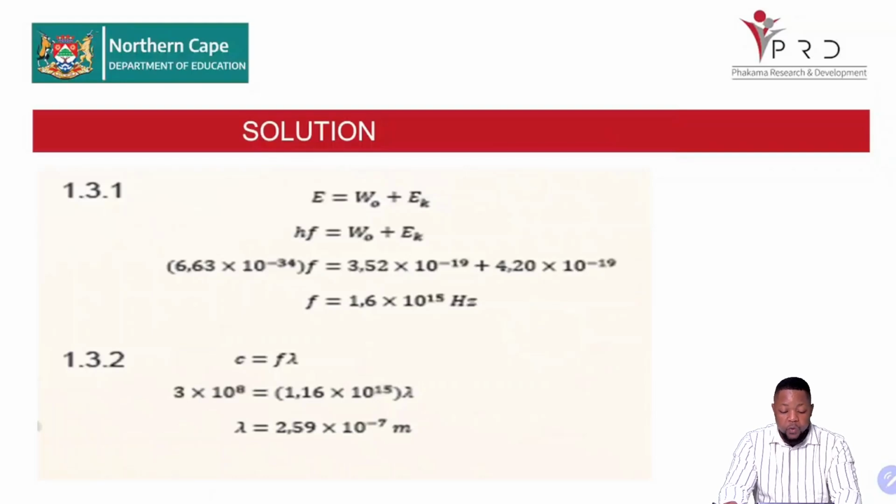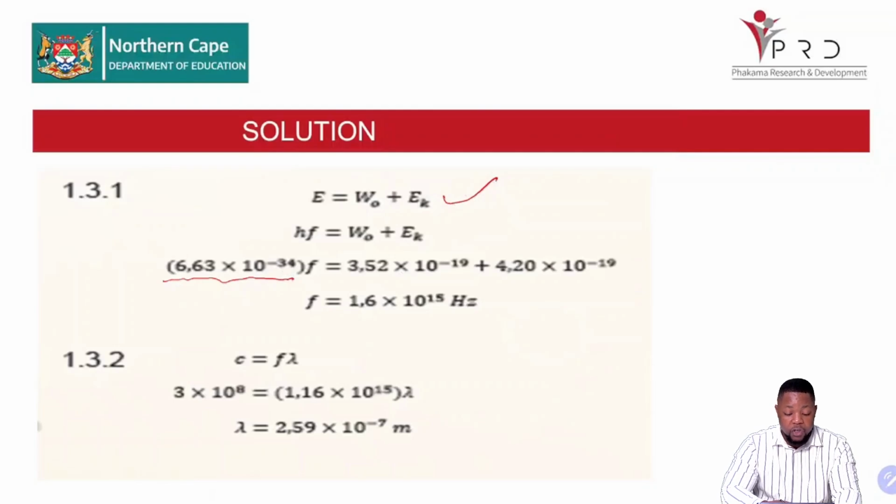Now, here's a solution to those two questions earlier. We write the photoelectric effect equation copied from the data sheet provided in the question paper. Then we substitute Planck's constant, which is also given on the data sheet as h, the value of h, and then the work function was given and the kinetic energy was given. Therefore, we only do the manipulation and then we get the answer.